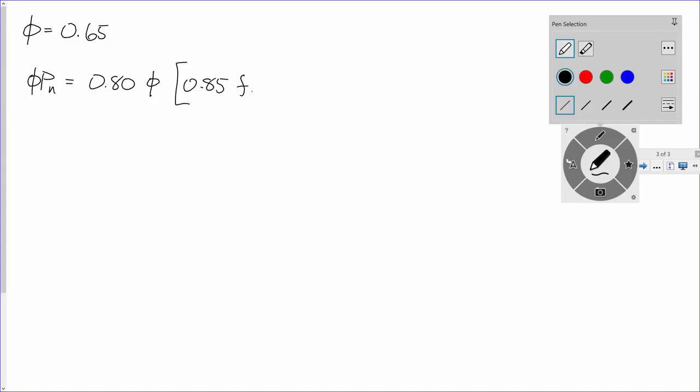0.85 f'c times gross area minus the area of the steel, plus area of the steel times fy. Now, what is going on with that equation? All it's saying is that we take 0.85 f'c times the concrete, which is the whole area minus the area of the bars, and then area of the steel times fy. Phi's incorporated, and we have our 0.8 to account for that unintended eccentricity.